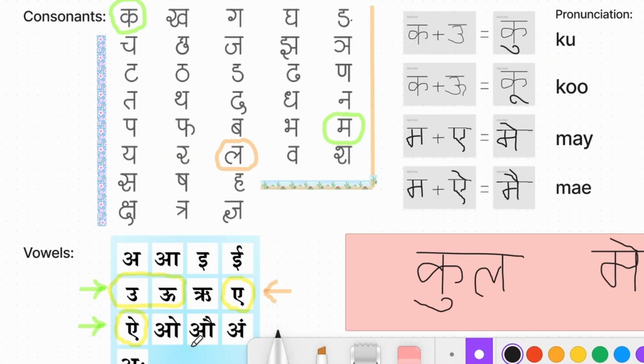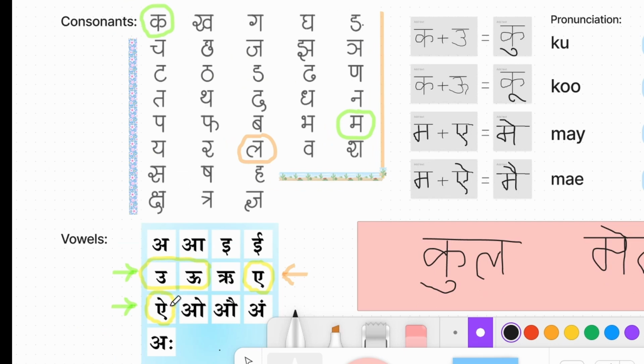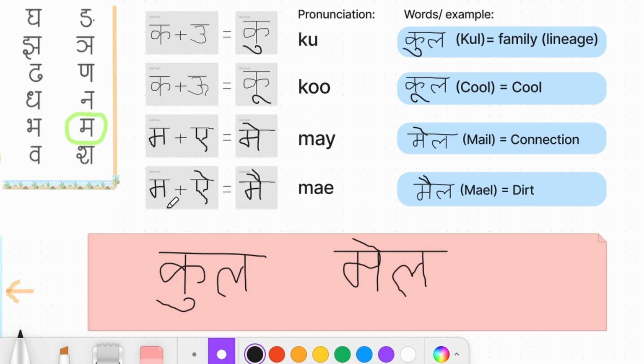Now let's see the example of the fourth vowel, A. Ma plus A equals Ma. Let's see an example of Ma. An example of this is male. Ma and L. Male. Pronounced as male. And in English, this word means dirt. If I would have to write this word, I would simply add this here.